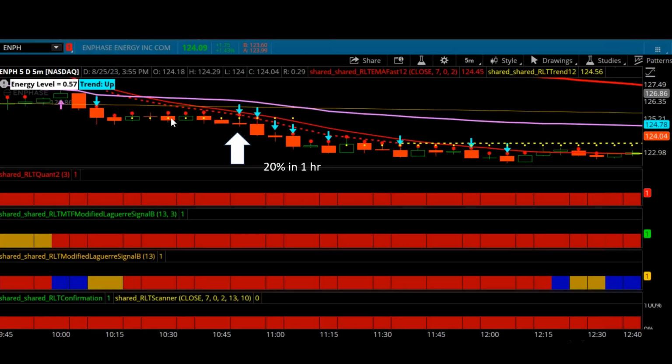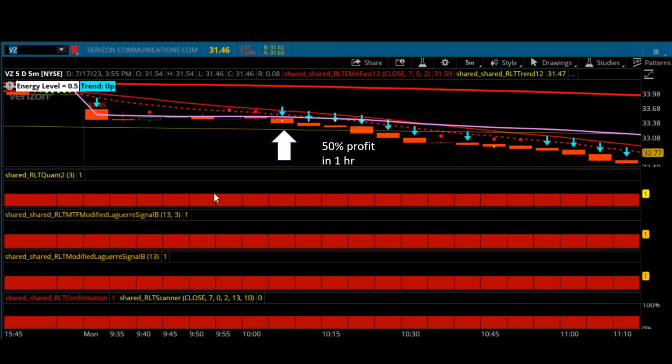This was ENPH compression, break to the downside on a pop out of the box signal, 20% in an hour. This is a 5-minute chart. We were in this for an hour for 20%. Institutions selling the heck out of this thing. All right, and Verizon, 50%.